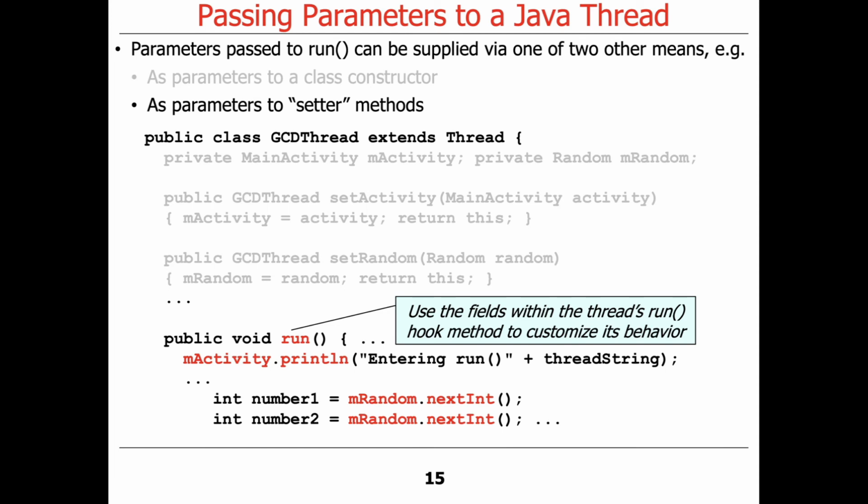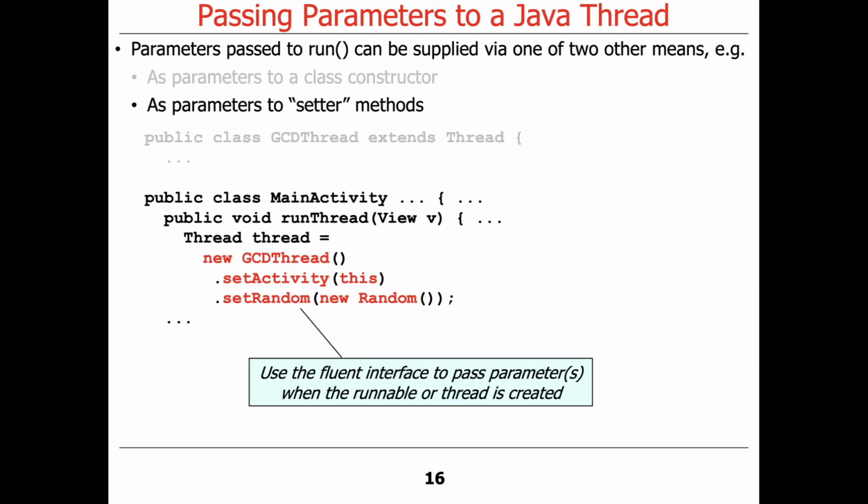And then here's a simple example of this where we can customize the behavior by accessing those fields. So it's pretty much the same as before. We can do mActivity to get to the activity. We can do mRandom to get to the random number generator, which we passed in as those parameters to the setter methods. And then here's what it looks like when we run it. As you can see, new GCDThread, .setActivity, .setRandom, fluent interface, nice and concise.